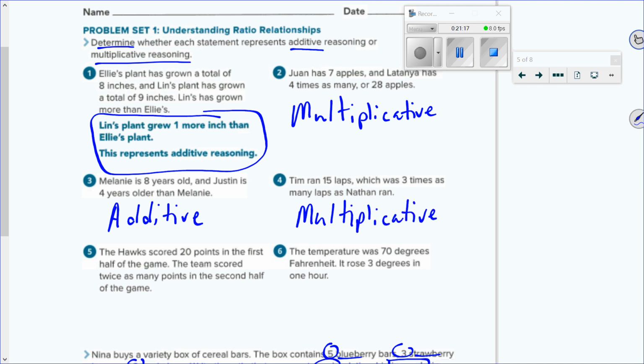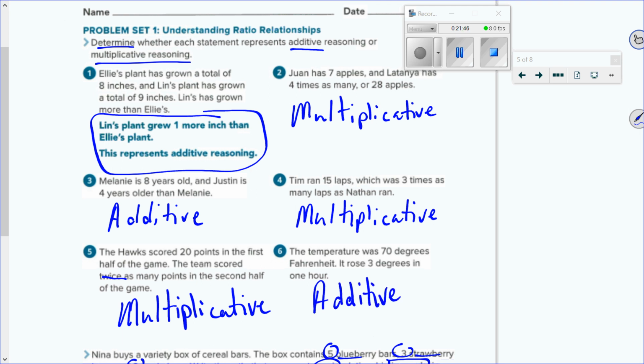Akira made a really good point on number 5. This one you can actually look at either way, but based on the language they used, they scored 20 in the first half and twice as many in the second. Twice is multiplicative language, although you technically could have added that one as well. But based on the language, we'll call that one multiplicative. The temperature 70, it rose 3. That one is additive. Everybody should have gotten those correct.